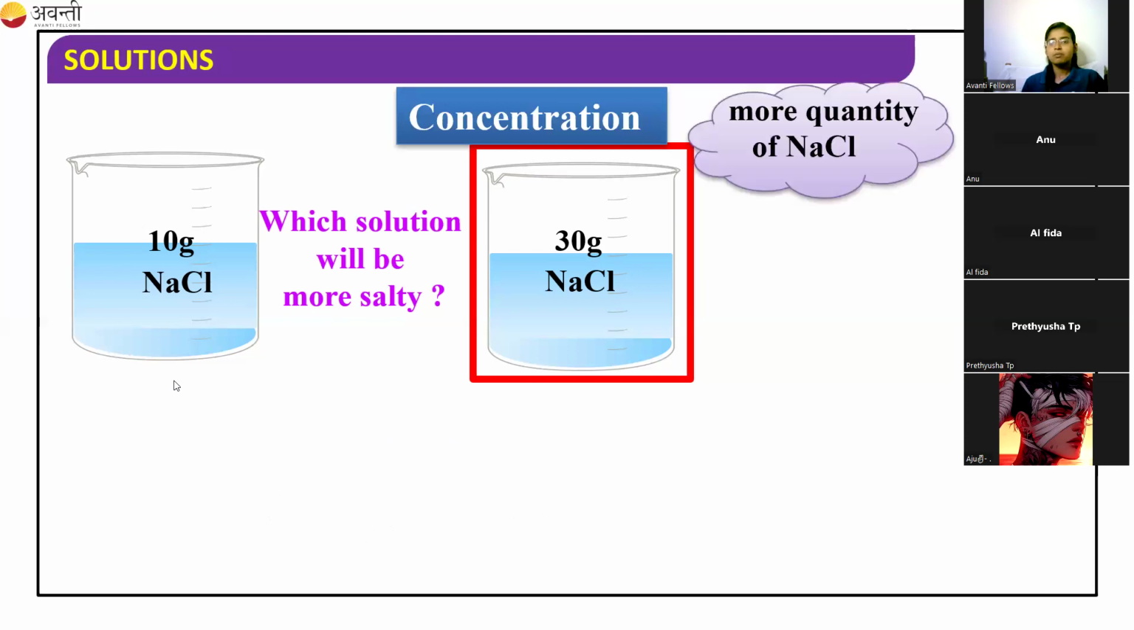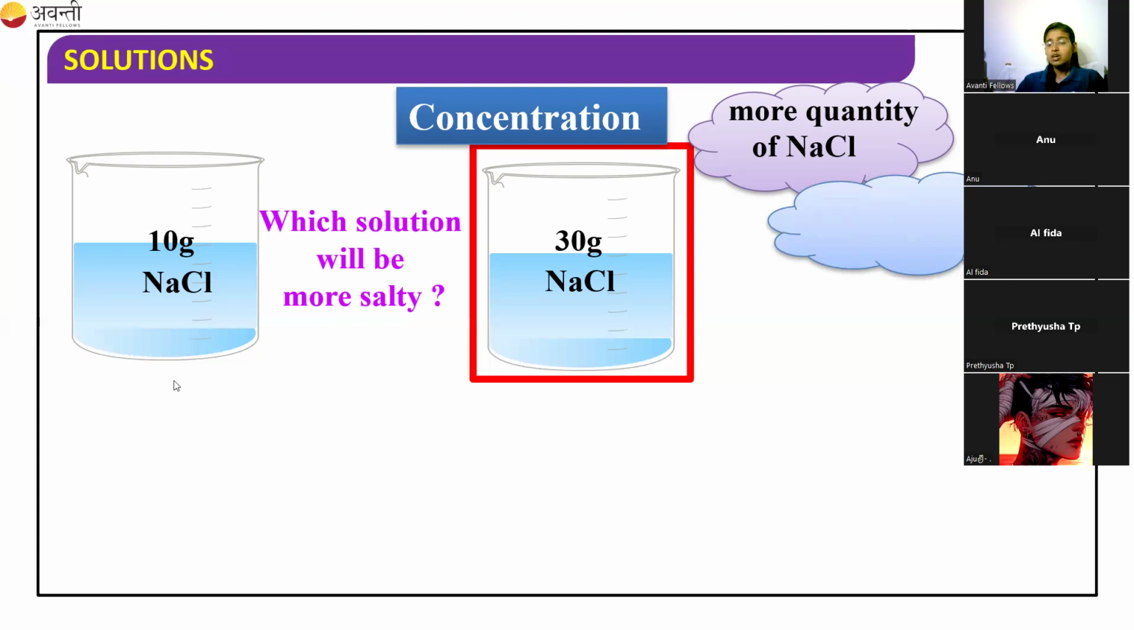Because more quantity of sodium chloride is present. The solvent amount is the same. Let me take the amount of solvent as 50 ml or 100 ml. So in both beakers, the solvent quantity remains the same, only the solute quantity differs. So the beaker which contains more solute will be more salty. So that is the reason. Very simple and easy thing here.